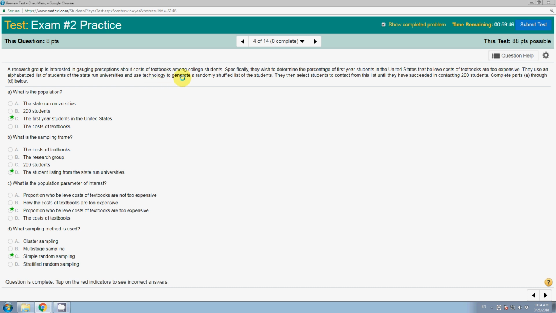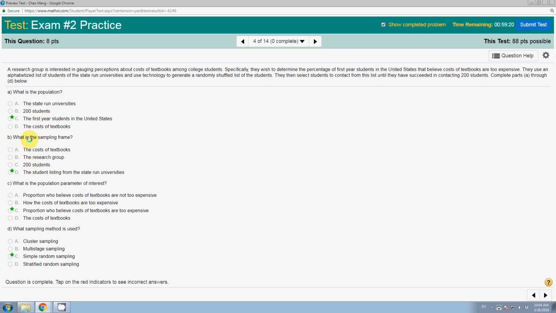If we read the description, the second sentence says, specifically, they wish to determine the percentage of first-year students in the United States that believe, and so on. Now we know the group of individuals they want to study: the first-year students in the United States. So C is the correct answer.